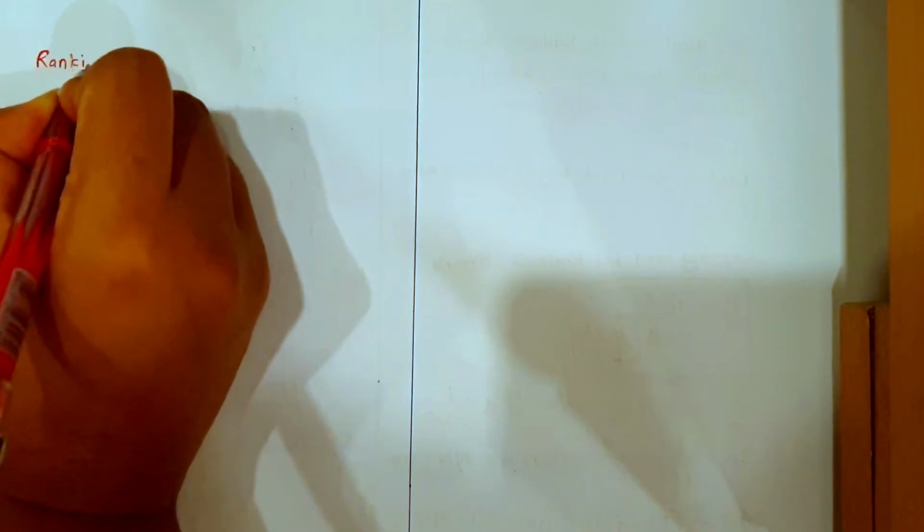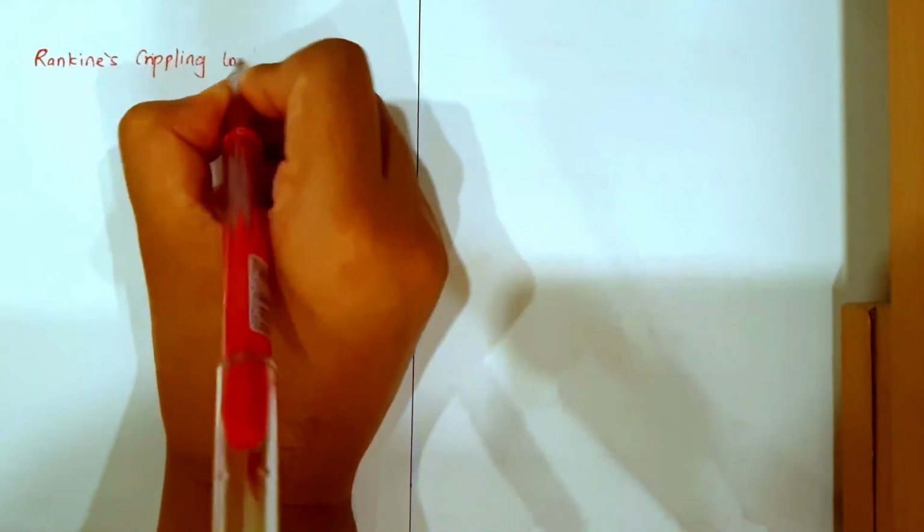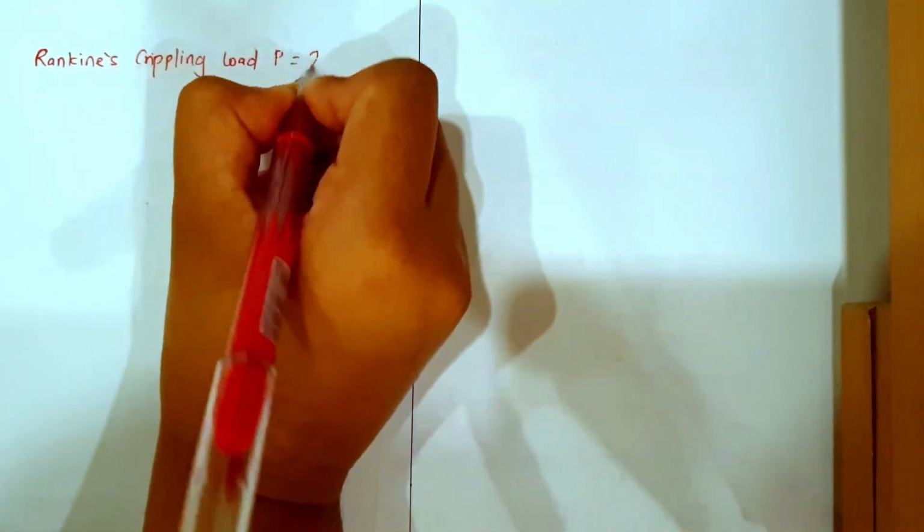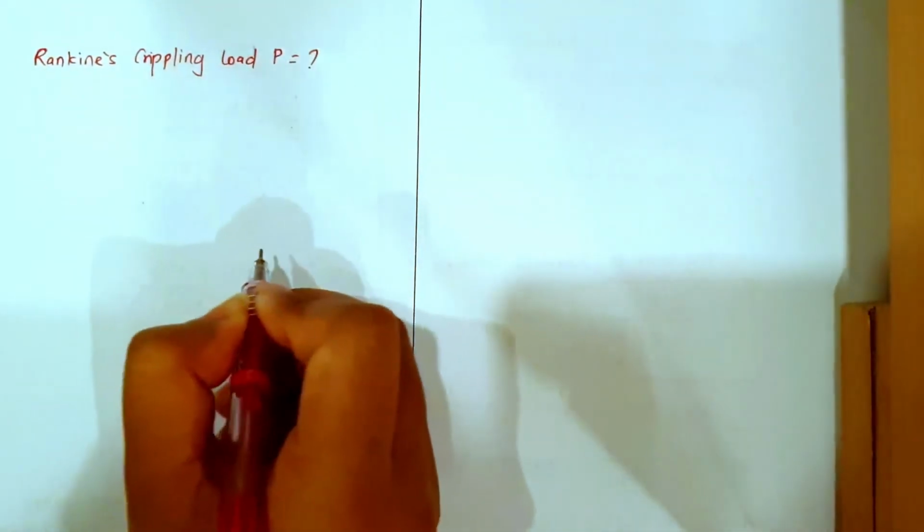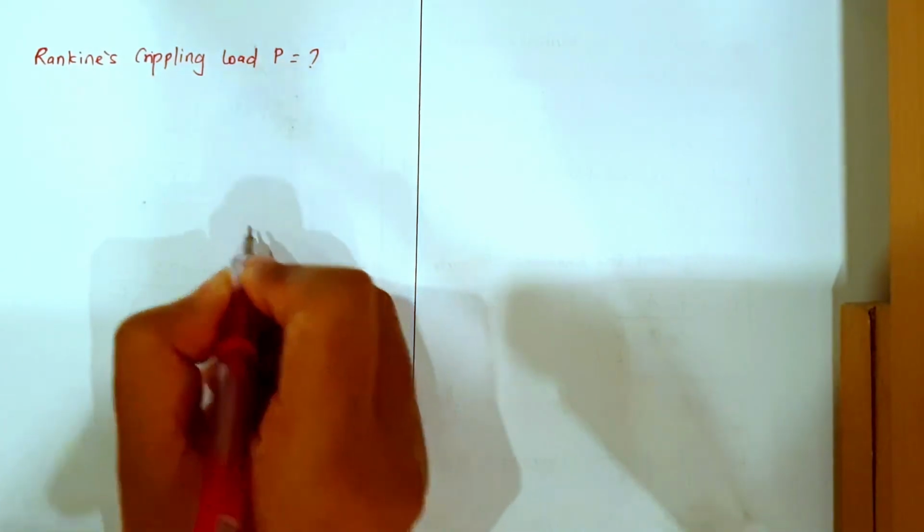Now for this numerical we only need to find the Rankine's crippling load. So we only need to find crippling load by using Rankine's formula. Rankine's crippling load P we need to find for a hollow circular CI column of external diameter.